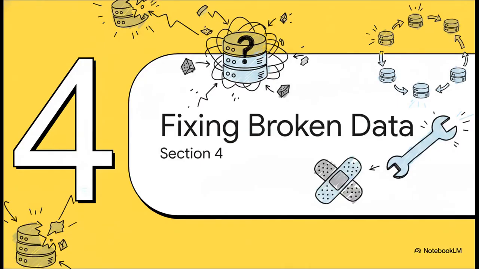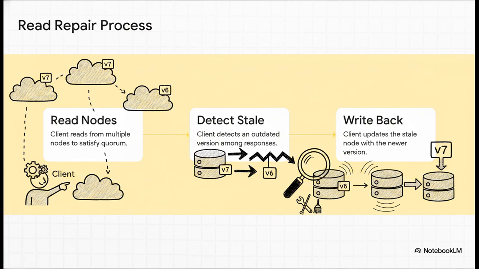Section 4. Fixing stale and broken data. So if nodes are just constantly falling out of sync like this, and we don't have a central leader to fix it, how does the database ever actually heal itself? The first technique is wonderfully clever.